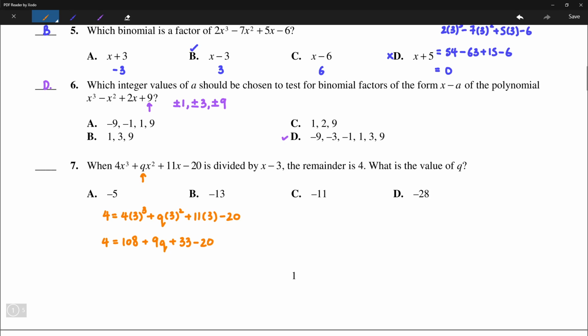So if we move the constants to the left-hand side, we'll have -117 is equal to 9q. So q must be equal to -13. So the answer is B.